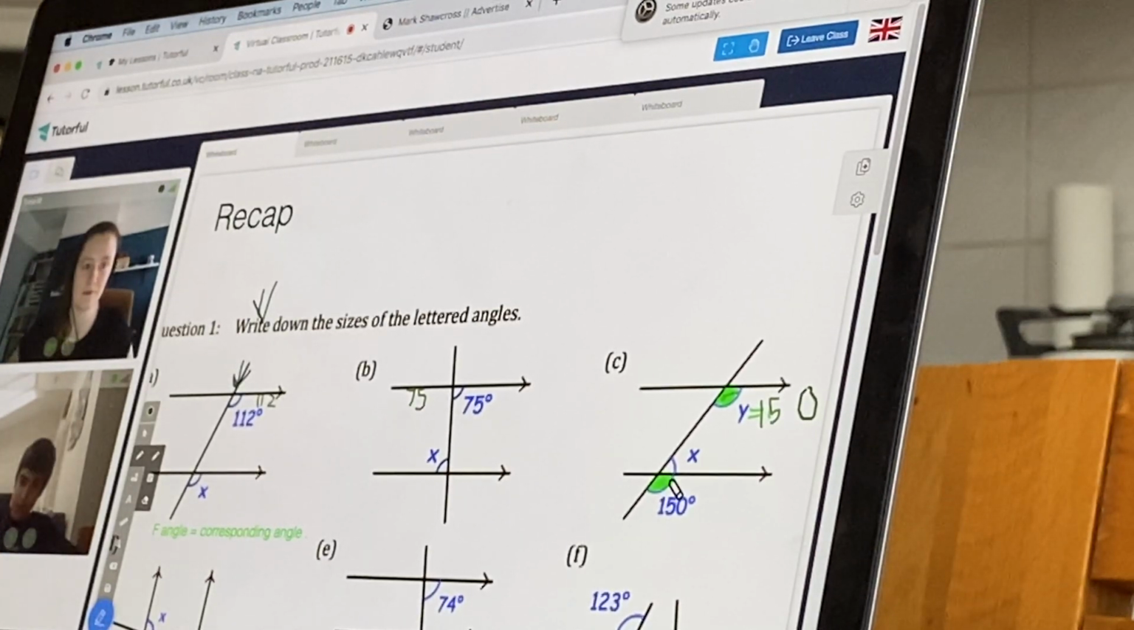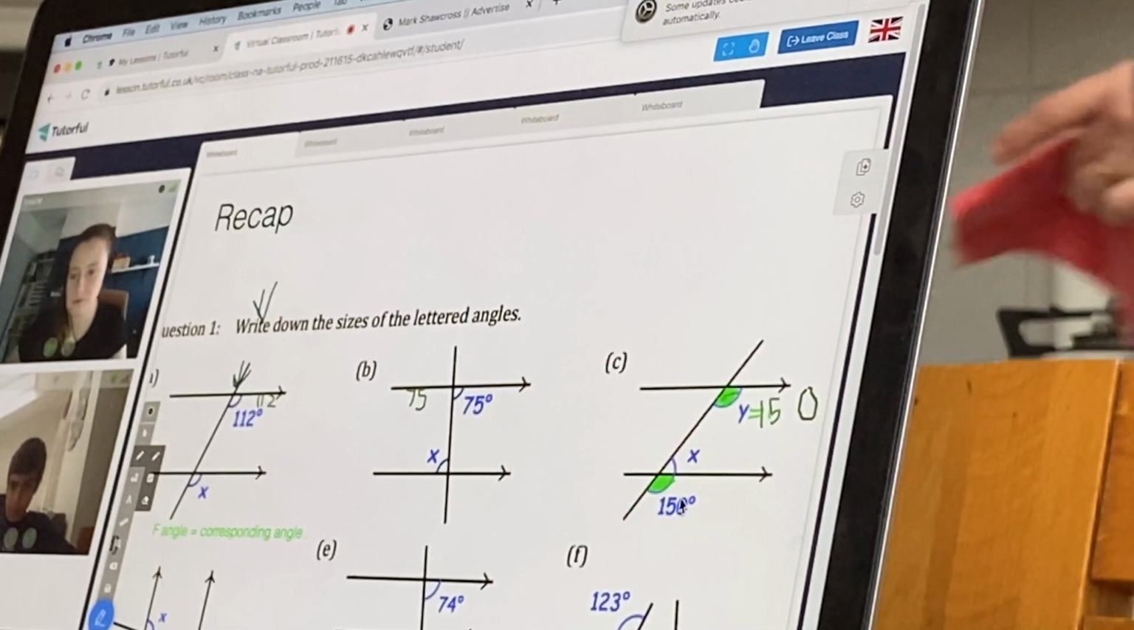So it's the other side of 150. So will it be half of 150? No, it'll be 150. Not quite 150. What kind of line is 150 and the X on? A line of symmetry. Good guess. Parallel line. It's a bit of a trick.